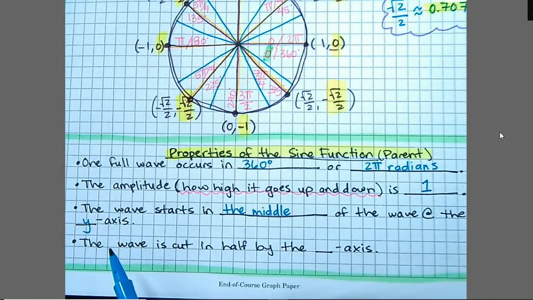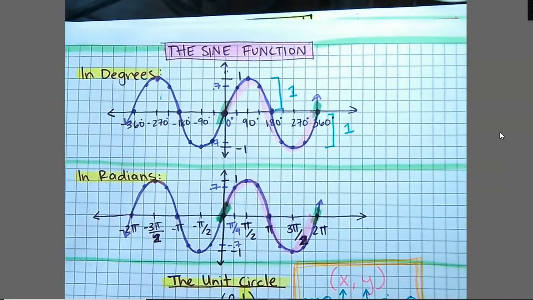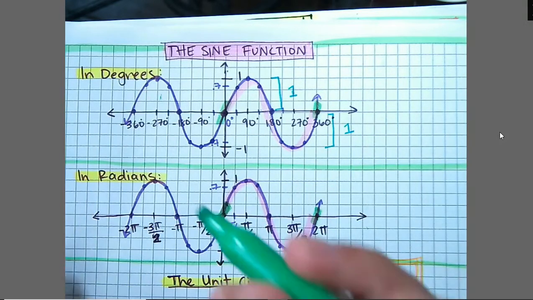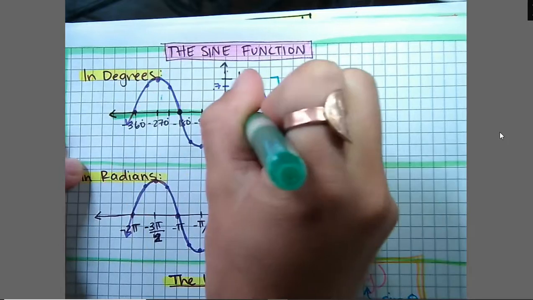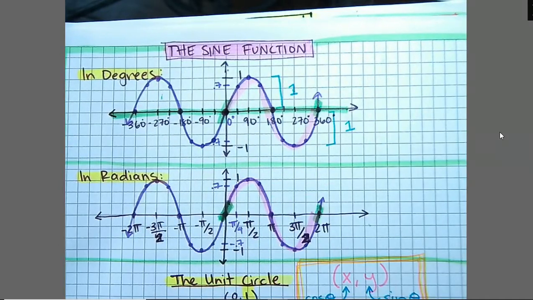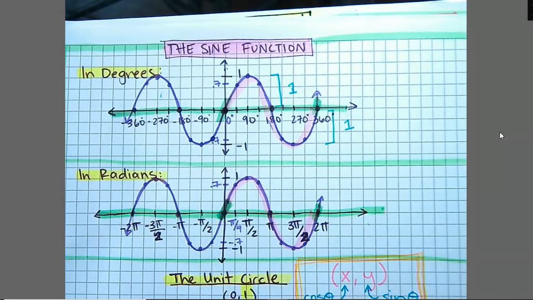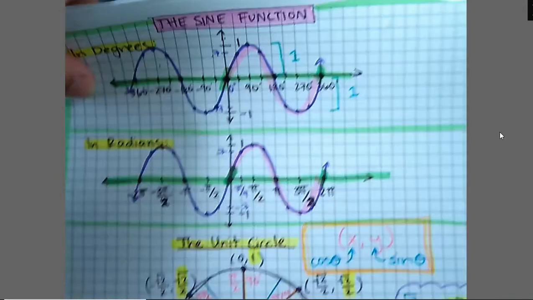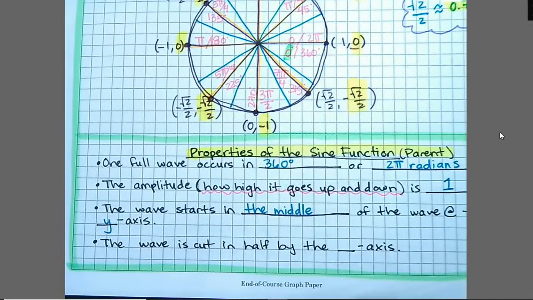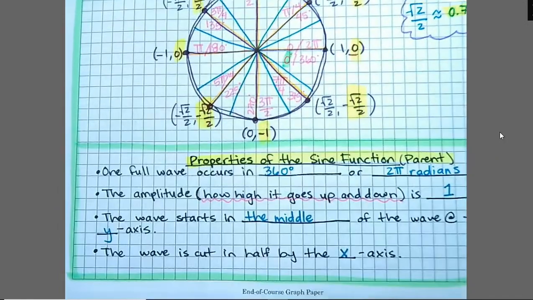And then we're just going to answer this last question. The wave is cut in half by the blank axis. Okay, so we're asking, when is it cut in half? All right. Looking up here, we're talking about cut in half this way. So you can see that this is being cut in half right at this here. Okay, so here and here, this is being cut in half. All right, so it's being cut in half by the x-axis.